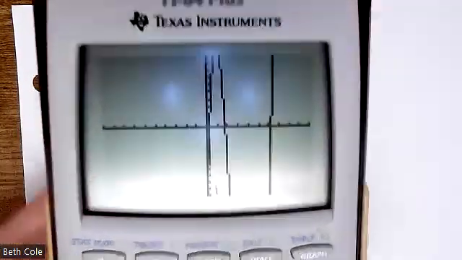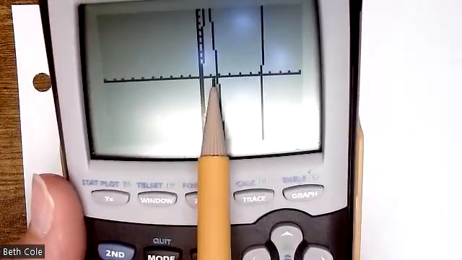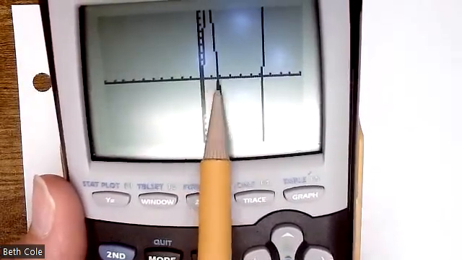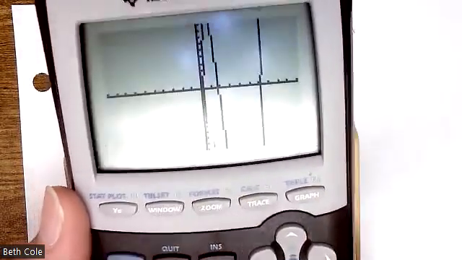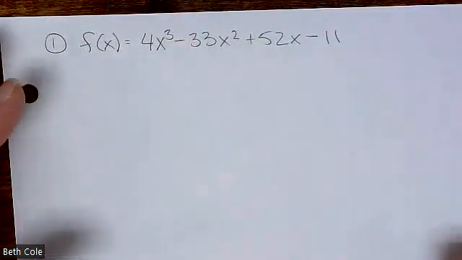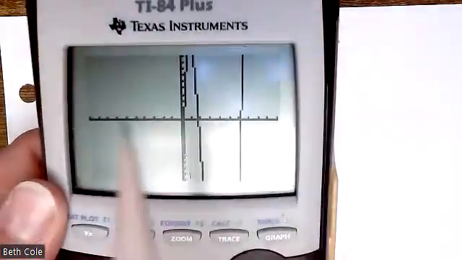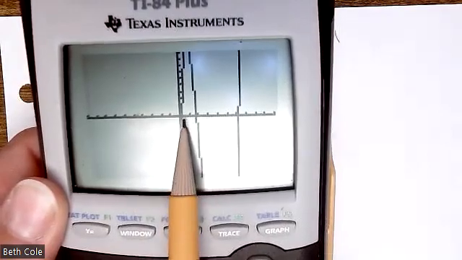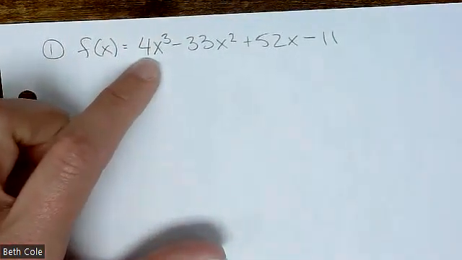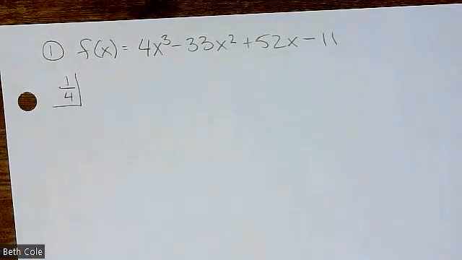All right, so what I want you to do is look right here. Do you see how it crosses the x-axis between 0 and 1? That's our first one. It's not a half. It's actually not a third either. Look at the equation. What do you think it is? Why is it going to be a fourth right there? Yeah, because we have this 4 out front. So 1/4 goes in the little box.